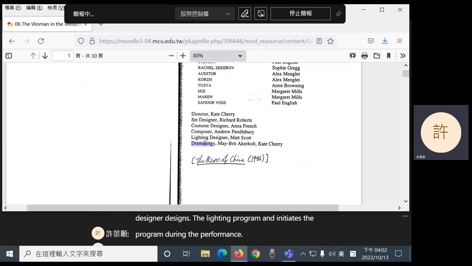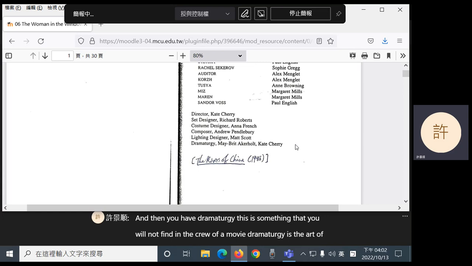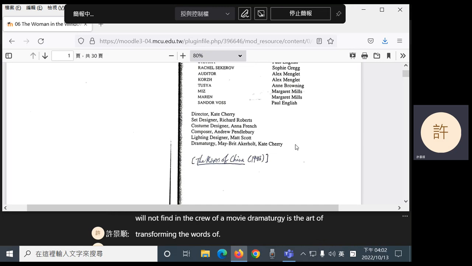And then we have dramaturgy. This is something that you will not find in the crew of a movie. Dramaturgy is the art of transforming the words of a play into actions by the actors. So like when the play says Anna Akhmatova stands in the window, how does she do that? What position does she take?